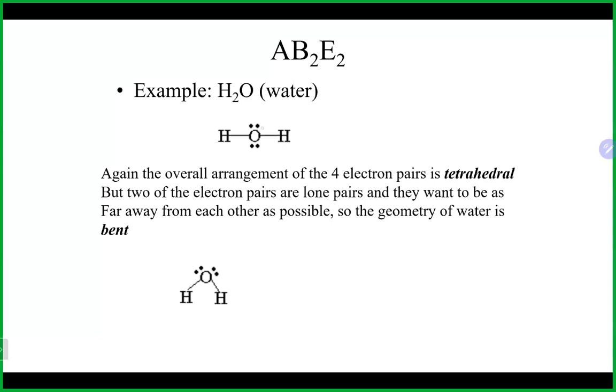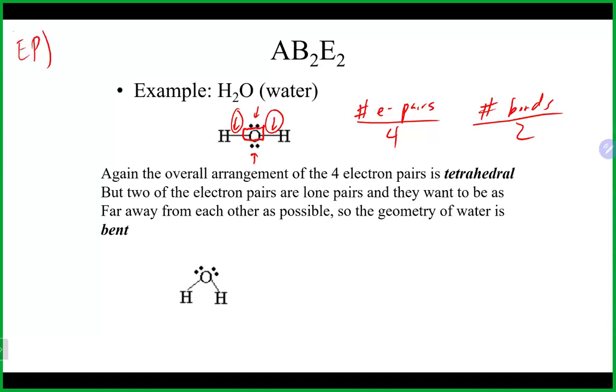Water, again, we're going to look at the central atom, which is our oxygen. In terms of number of electron pairs, it has 1, 2, 3, and 4 electron pairs. The number of bonds here is 2 bonds only. So once again, the electron pair geometry name is based on the number of electron pairs, so that is still going to be tetrahedral because it has 4 electron pairs.